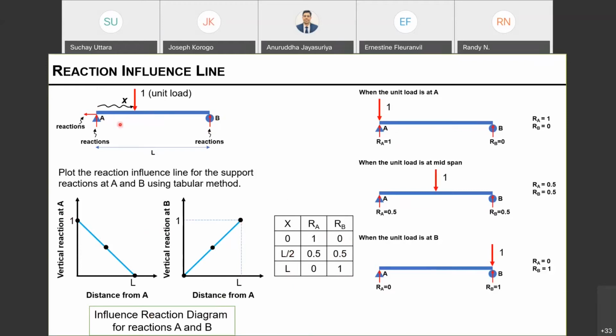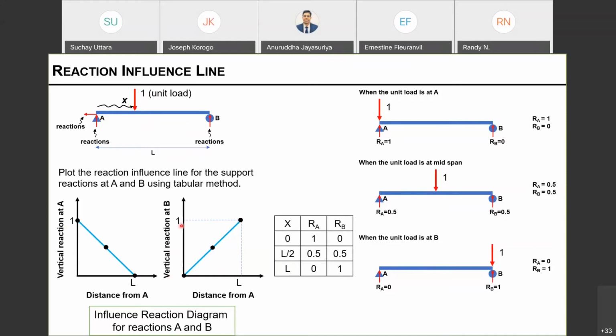So what happens now? Maybe I'll ask a question and then you think to yourself. What happens if I put 10 kilonewtons of load here? Now this is a unit load. If I put 10 kilonewtons on top of this and let it run from A to B, what will these values be?